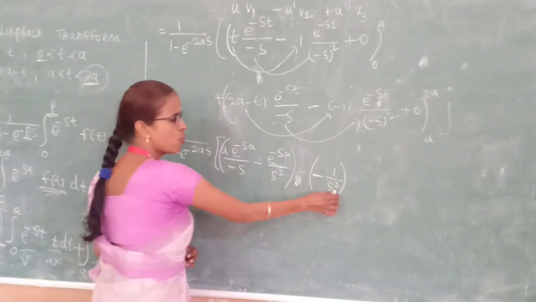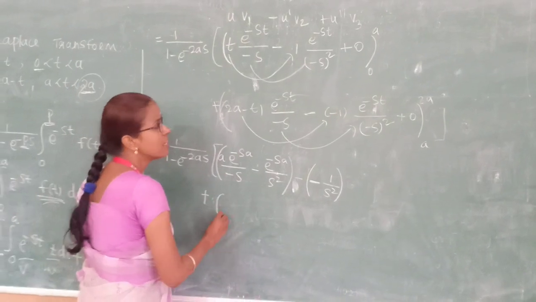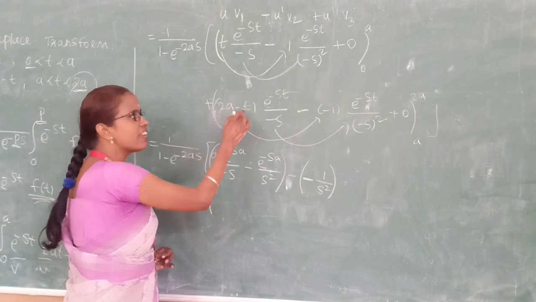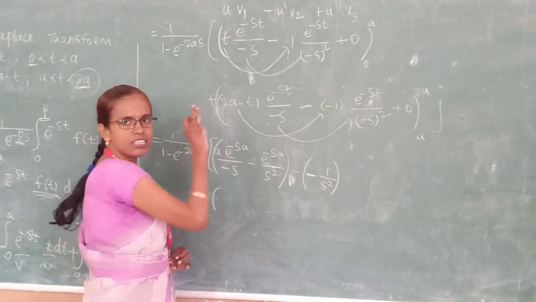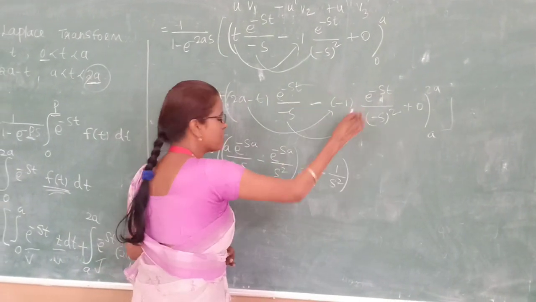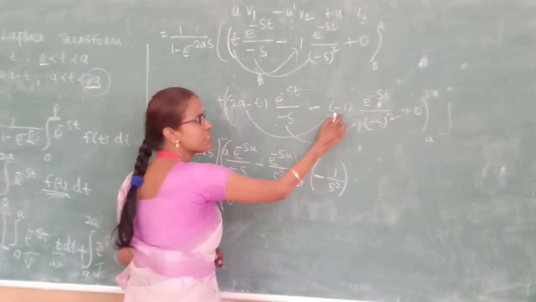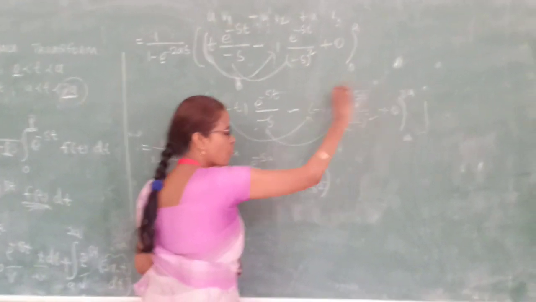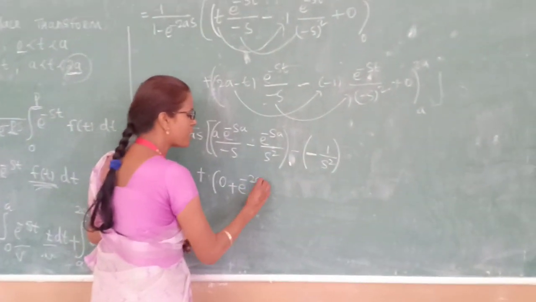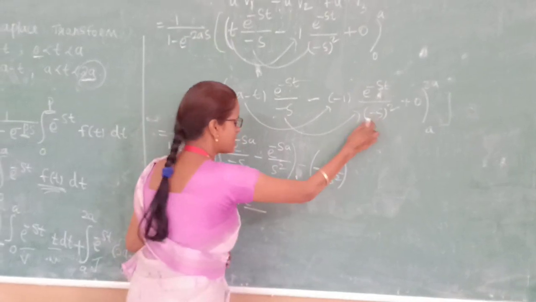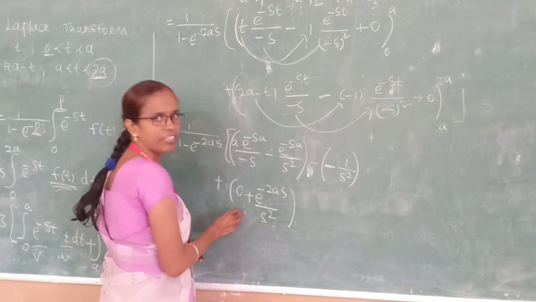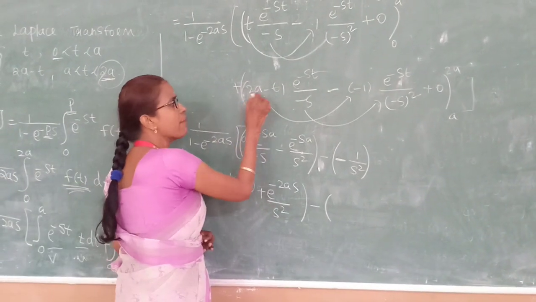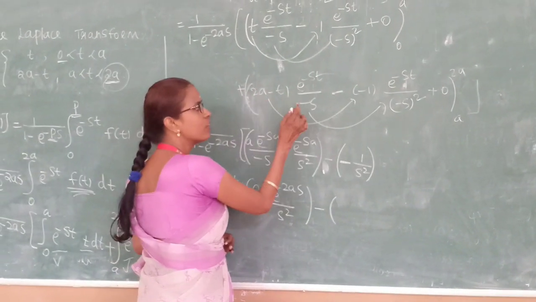Upper limit minus lower limit. Go for the next one, where the upper limit is 2a. Now replace t as 2a. So 2a minus 2a is 0, and 0 into anything is 0, so the first term becomes 0. Go for the next term: minus into minus is plus, and e power, replace t as 2a, so e power minus 2as by s square. This is the upper limit. Then minus the lower limit: replace t as a.